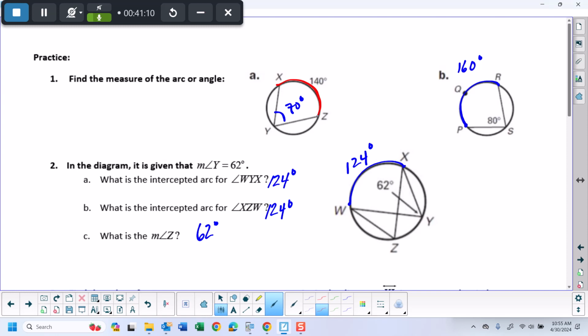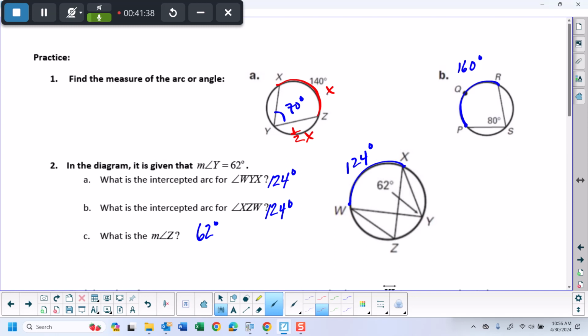This one, picture that pulling back, back, back, back, back. What is the relationship? It's going to be half. So 1/2 of this X value is going to be this. So we have an intercepted arc and an inscribed angle measure of 70 degrees. Are we okay with that?